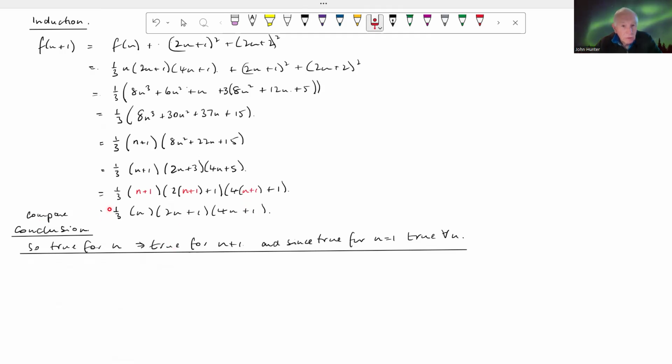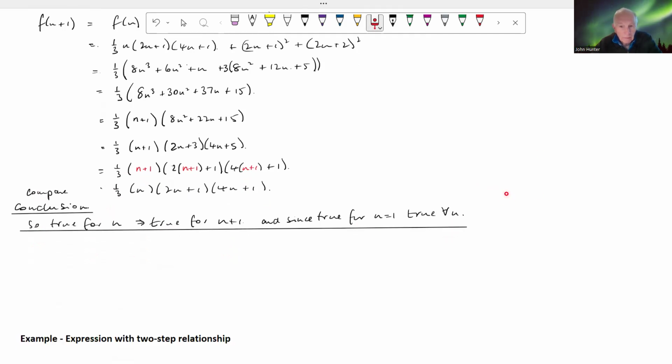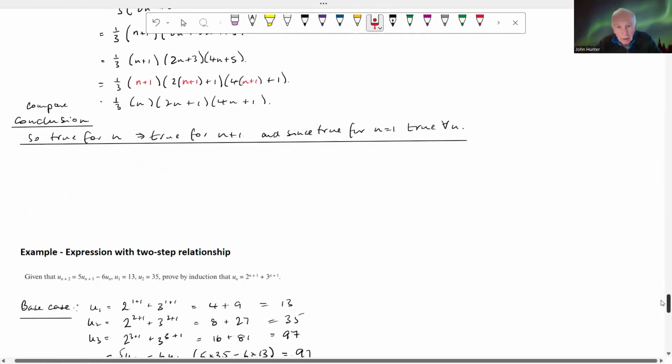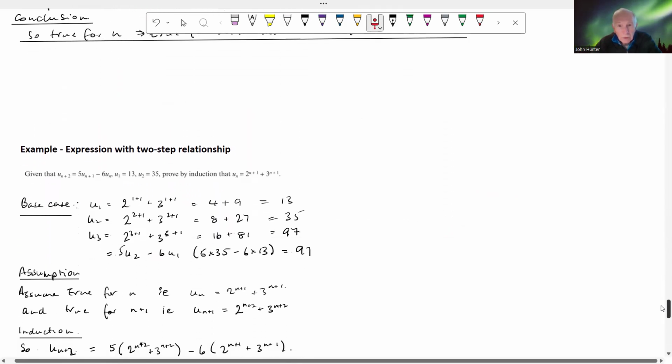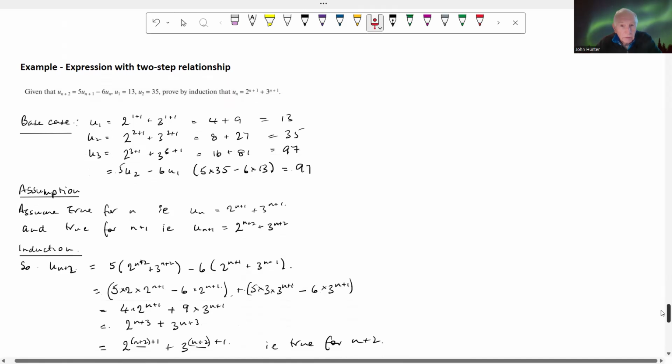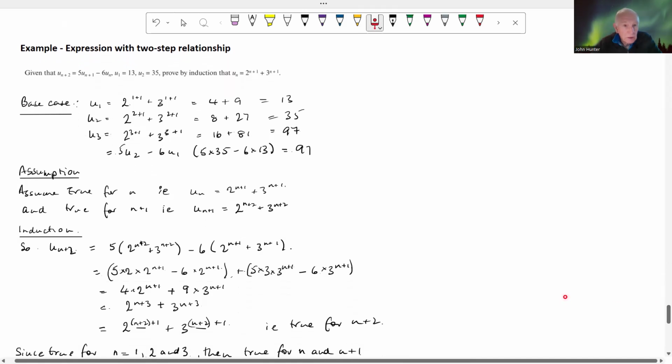So if we compare that to the original expression there, we can see that basically it's the same, but we've got n plus 1 instead of n. So therefore, the conclusion is that it being true for n implies that it's true for n plus 1, and since it's true for n equals 1, then it is true for all n. That's the basic idea. Right, okay, you can stop and rewind that at any point, of course, as with any of these.